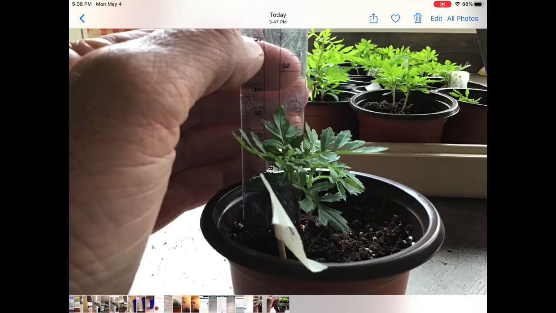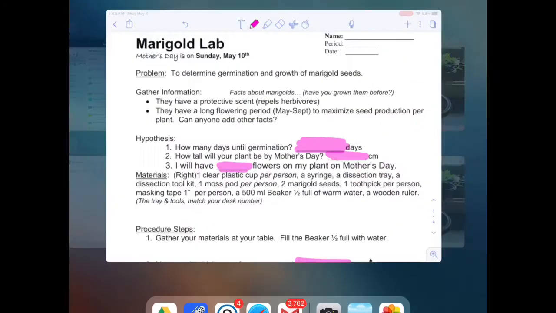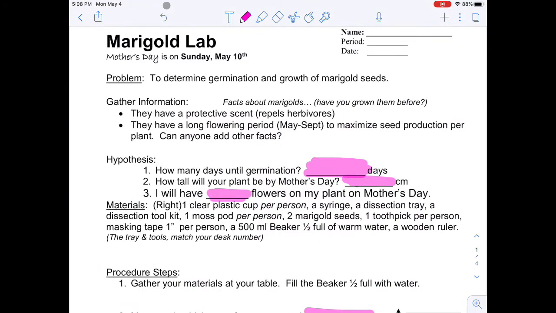We are going to start off today by taking our final measurement of our marigold plant that we've been working on growing. As you can see, I've got a bunch of them in the background in this photo. This is Jaden's marigold again. Looking at this measurement, it seems like his marigold is about 6.2 centimeters tall. So we'll jump over to Notability here and record that on our data table.